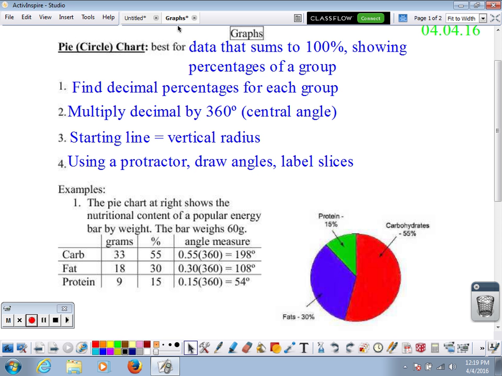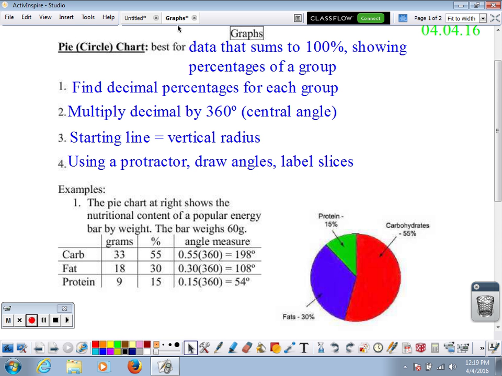And let's talk about analyzing this pie graph. So, first of all, let's read the story. The pie chart at right shows the nutritional content of a popular energy bar by weight. The bar weighs 60 grams. Then I have a chart, and from this chart, they created the pie graph. So we don't actually have to create the pie graph. I just want to show you guys how it's made.